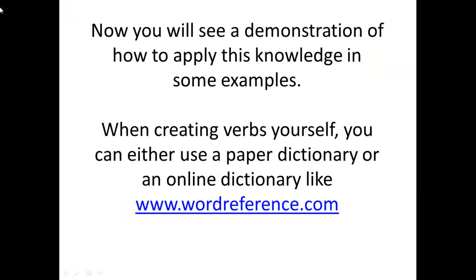Now you see a demonstration of how to apply this knowledge and some examples. When creating verbs yourself, you can either use a paper dictionary or an online dictionary like wordreference.com.